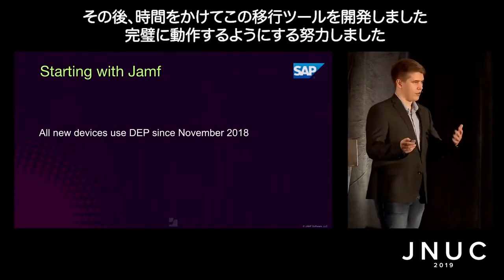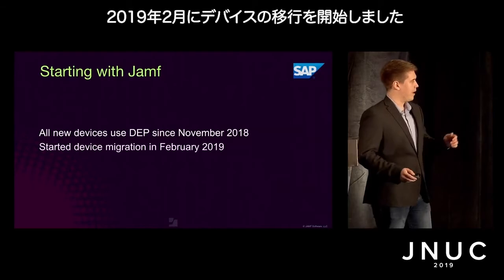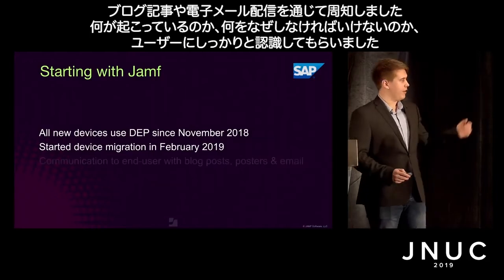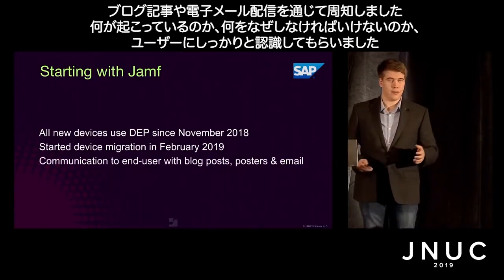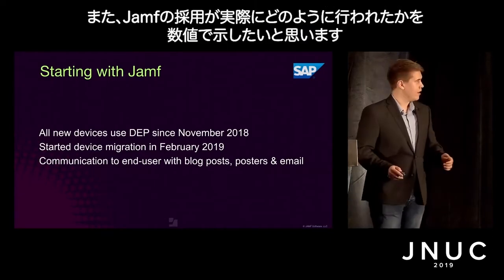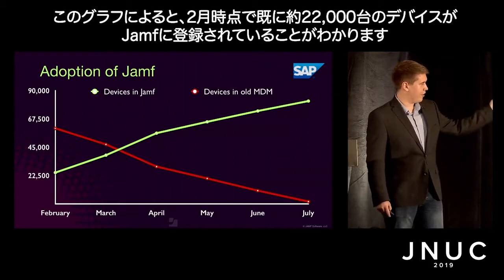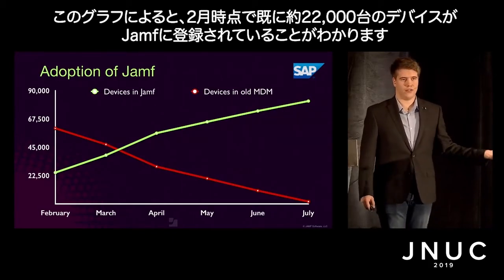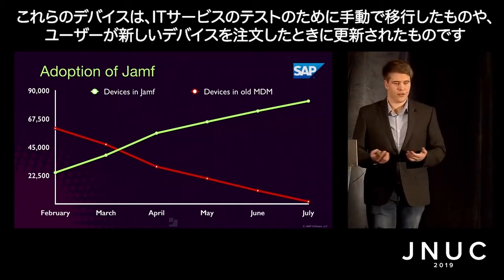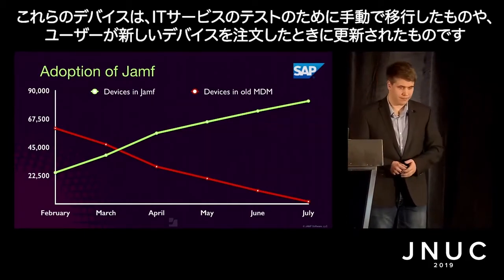After that, we took our time to develop this migration tool just to make that really work flawlessly. And we started the device migration in February 2019. We communicated that through blog posts and email waves so that the users were really aware of what is happening and why they are supposed to do that. And I wanted to show you some numbers of how the adoption for Jamf actually worked. So you can see that graph starting in February, where we already had around 22,000 devices in Jamf. These were the devices that we migrated manually for testing in IT services, or that were just renewed when the user ordered a new device.